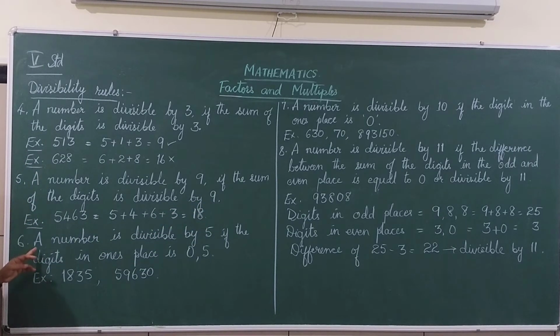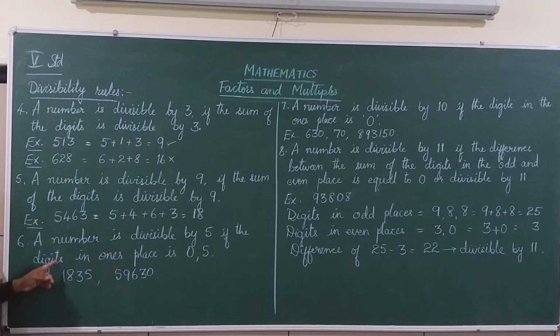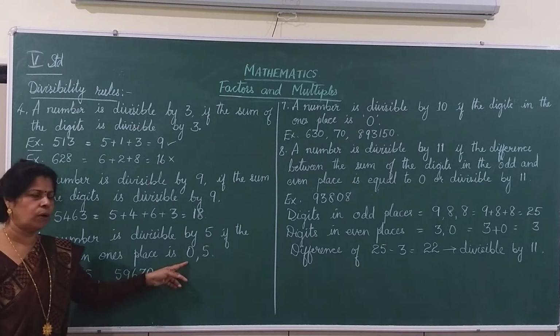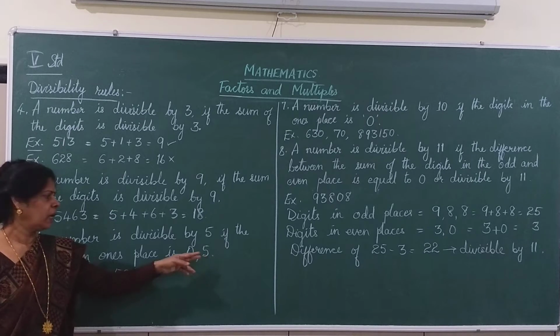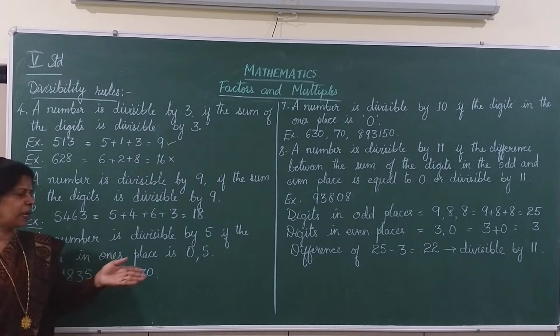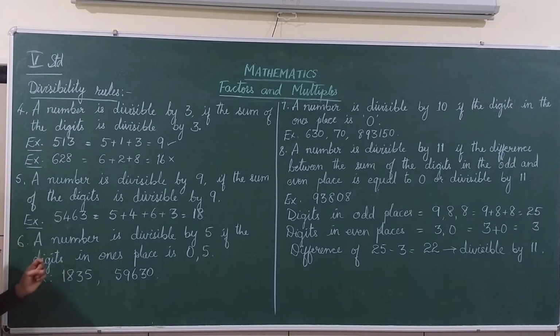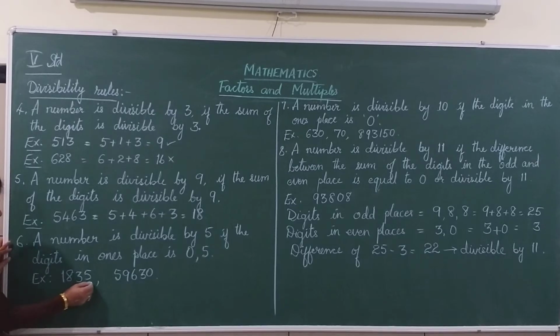Coming to the next one, a number is divisible by 5 if the digit in ones place is 0 or 5. If any number you take, in ones place if it is ending with 0 or 5, then it is divisible by 5. Now example you see, 1835. In this, in ones place what is there? 5 is there. So this is divisible by 5.